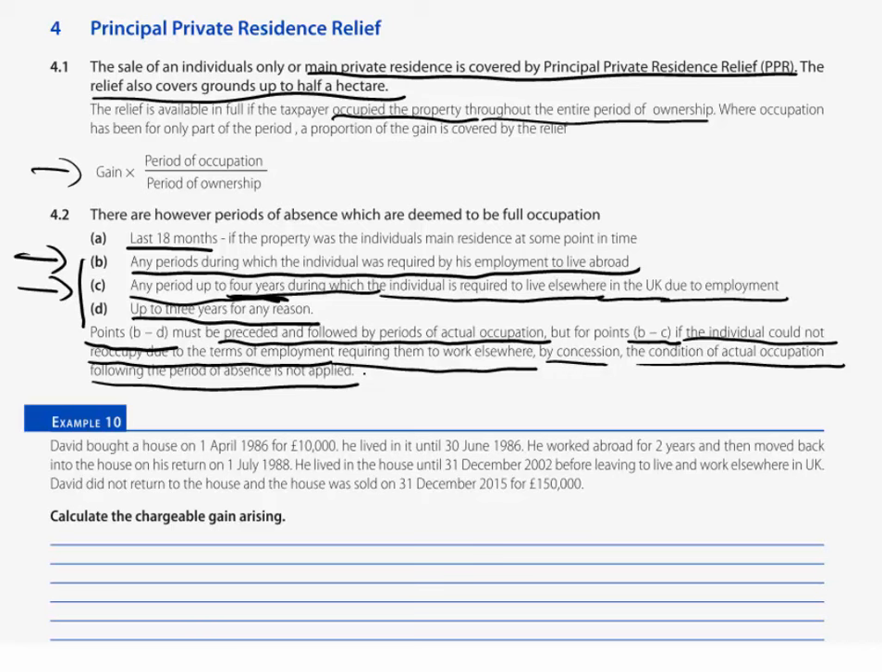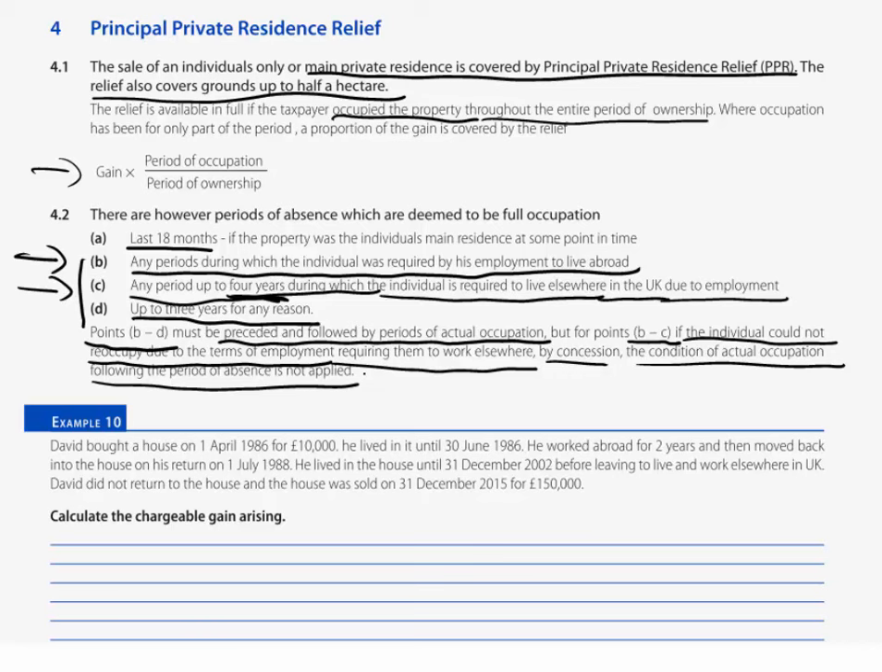And so it is also if you're still in that job elsewhere in the UK. They don't drag you back to the property to live in it. As long as you're prevented from returning because of the employment, you will get your period of deemed occupation. But that concession does not extend, I should say, to point D.